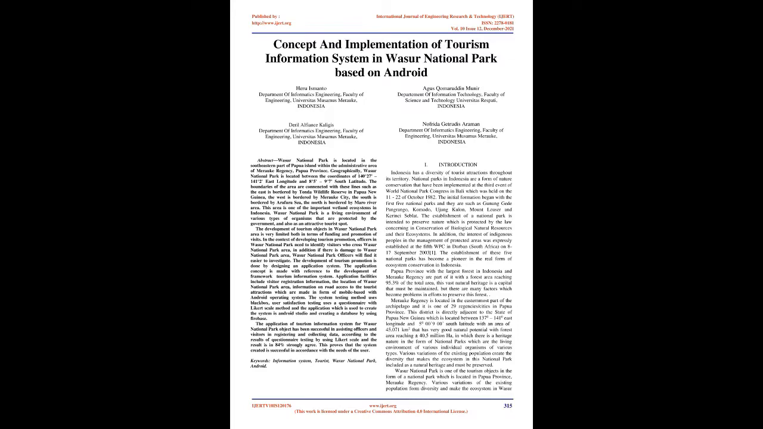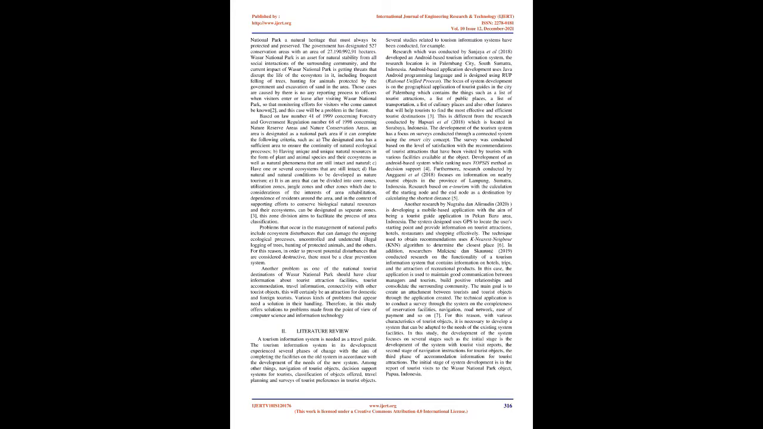In addition, the interest of indigenous peoples in the management of protected areas was expressly established at the 5th WPC in Durban, South Africa, on 8-17 September 2003. The establishment of these 5 national parks has become a pioneer in the real form of ecosystem conservation in Indonesia. Papua Province has the largest forest in Indonesia, and Merauke Regency is part of it, with a forest area reaching 95.3% of the total area. This vast natural heritage is a capital that must be maintained, but there are many factors which become problems in efforts to preserve this forest.